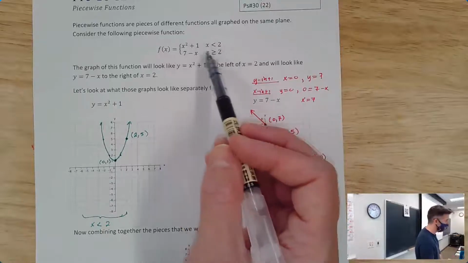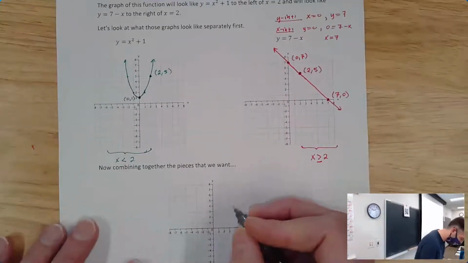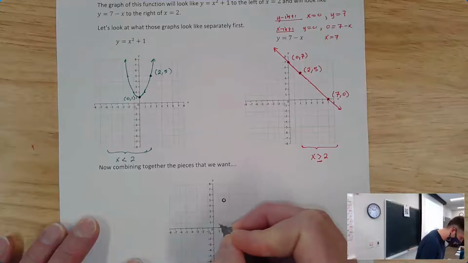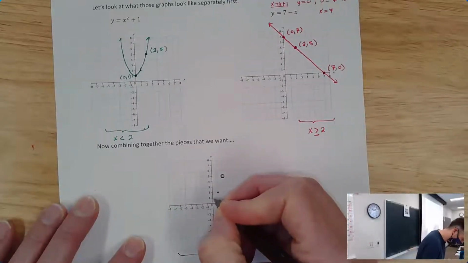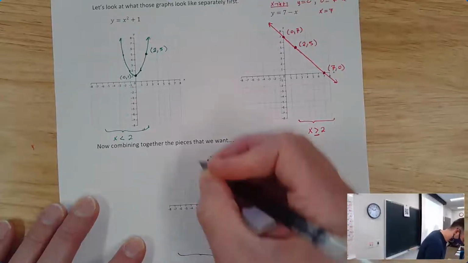If I was just graphing that part on its own before I graph the other part, here's what it would look like. I have an open circle at (2, 5), and then I have the rest of the graph to the left. So I have the points (1, 2), (0, 1), (-1, 2), (-2, 5), and everything to the left.